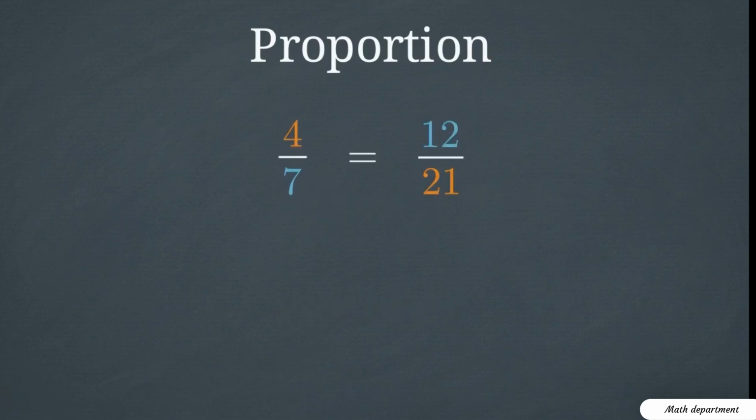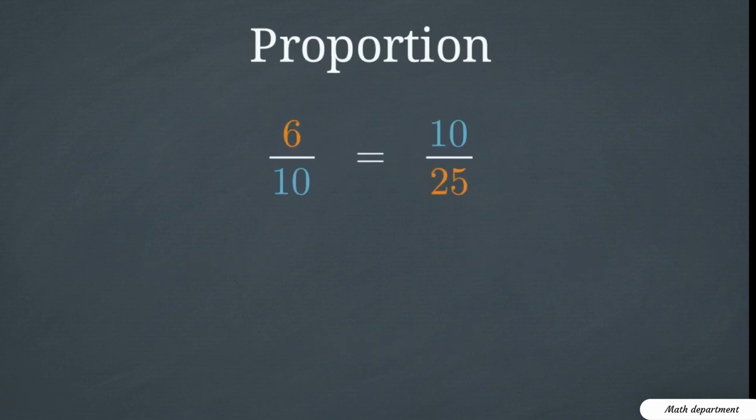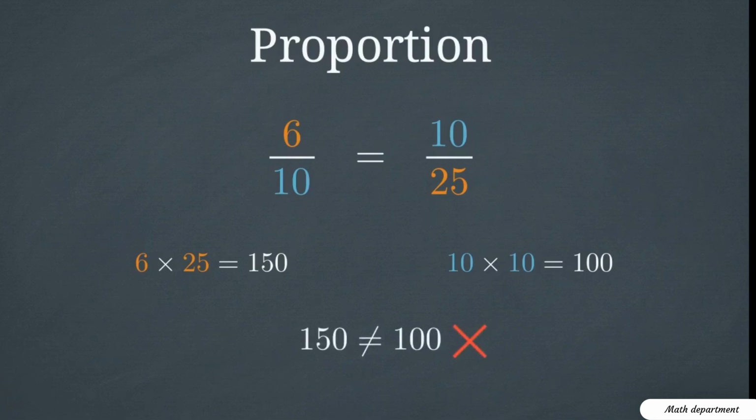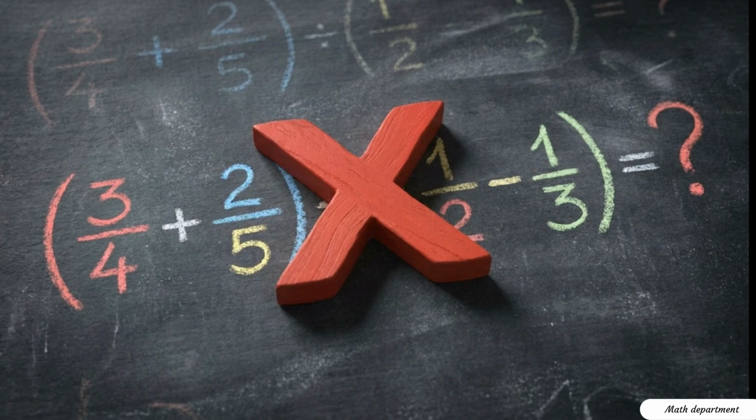Testing 4/7 and 12/21. 4 times 21 is 84. 7 times 12 is 84. The products match. But with 6/10 and 10/25, 6 times 25 is 150, 10 times 10 is 100. They're not equal. Cross-multiplying acts as a mathematical lie detector. It immediately reveals whether a relationship is perfectly scaled or completely broken.